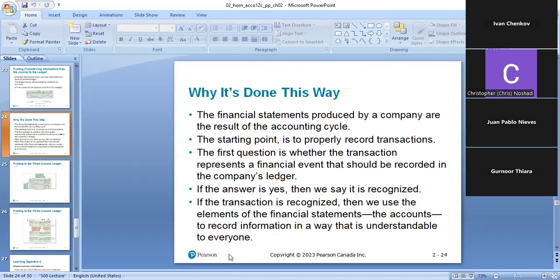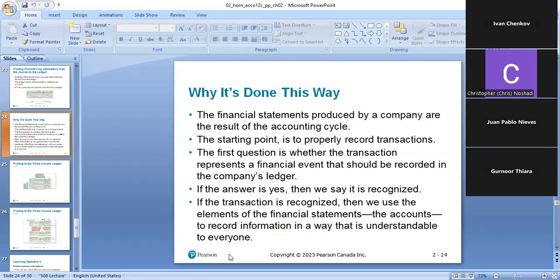Starting point will be the starting point for the company. Then we're going to have a transaction. When the transaction happened, the starting point will be the recording of that transaction. Now, once we receive the document, the first thing that we have to do is to answer the question: does this transaction present a financial event that should be recorded in the company accounting ledger?